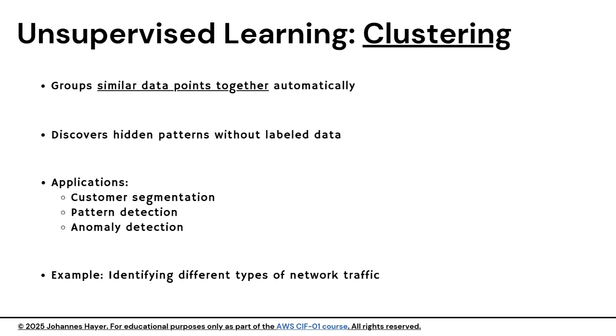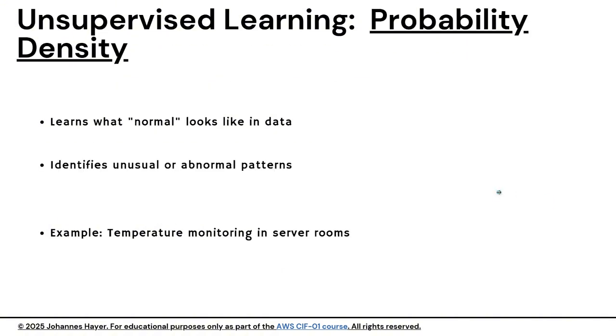In the real world, companies use clustering to group customers with similar shopping patterns or to identify different types of network traffic for security purposes. The AI finds these groups without being told in advance what the groups should be. Then we have the probability density.